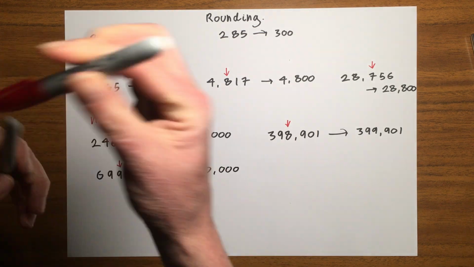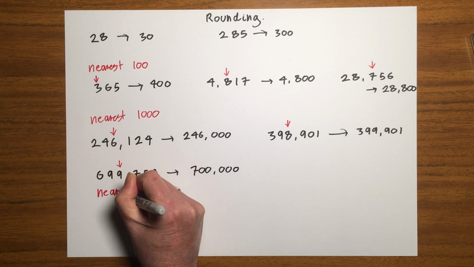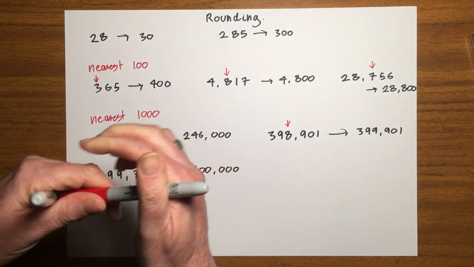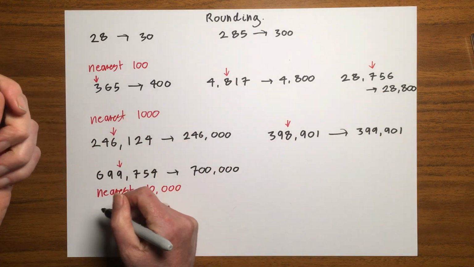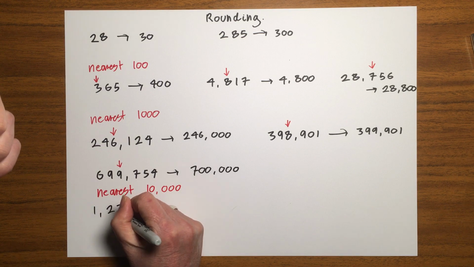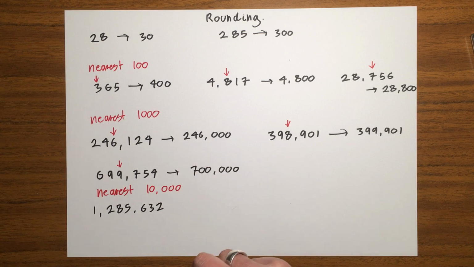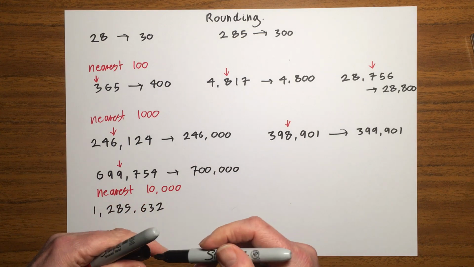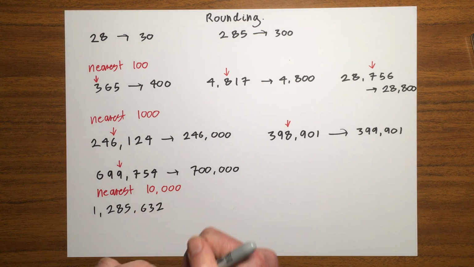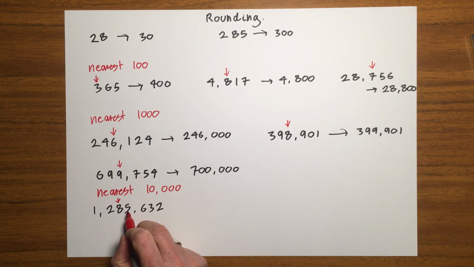Let's just try this now for the nearest 10,000. Let's get some nice big numbers in here, because I can feel that you're feeling confident. Let's put in 1,285,632. So remember, first thing to do, identify the column we're rounding to. So here we go: units, tens, hundreds, thousands, and 10,000s. Look at the next column, it's a 5.